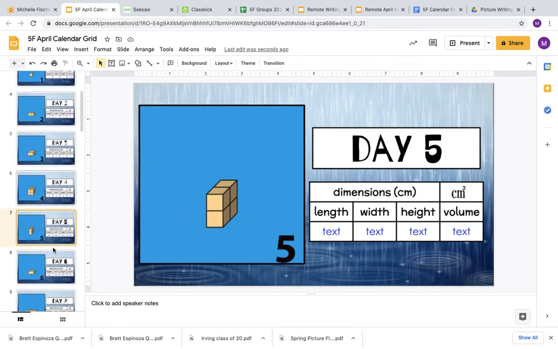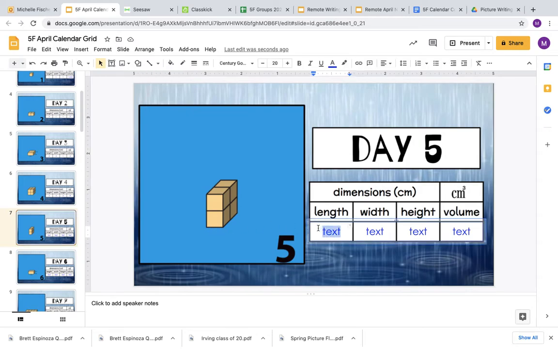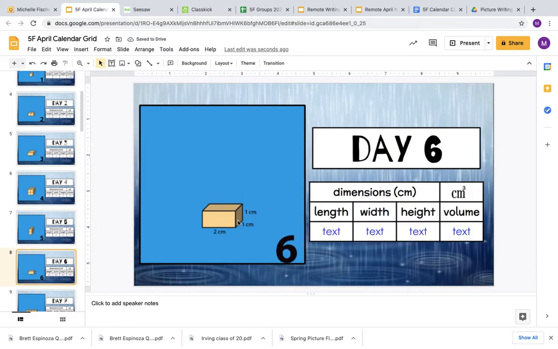Now we've got a new figure here. Again, we look at our length from the front. We see 1 unit going across. Our width, we have 2 units going on the side, and then up and down we see 2 cubes. So our height is going to be 2. We multiply 1 times 2, which is 2. 2 times 2 is 4. So our volume is 4 centimeters cubed. All right, we're cruising. Let's head to day 6.